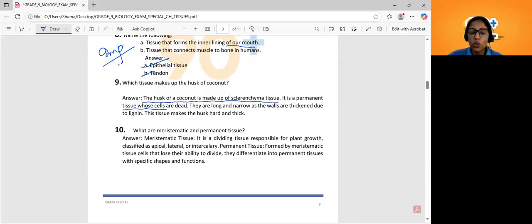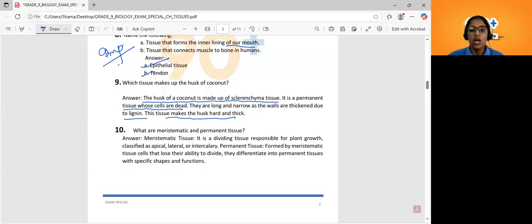a permanent tissue whose cells are dead, long and narrow, and the walls are thickened due to lignin. Okay, their walls are very thick, and this tissue makes the husk very hard and thick. Okay, the husk is very hard and thick, right? It's very difficult for us to tear it with our hands. Very hard they are. So it is made up of dead cells, which is the sclerenchyma tissue.